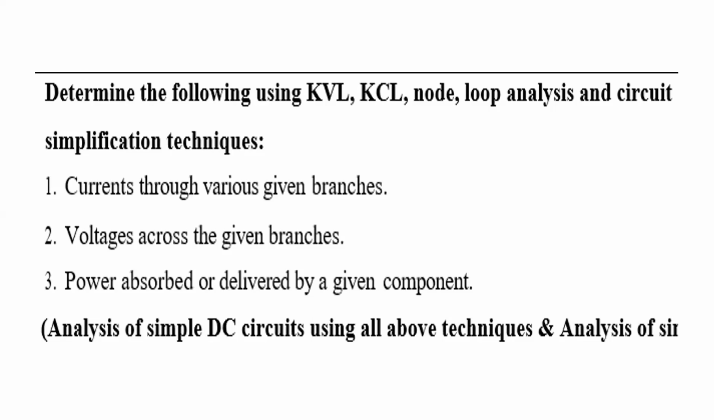And in that case, what is given? Current through various branches or voltage across the branch or power absorbed. You can find current through any particular component, or you can find drop across that particular component. How to find drop across that component? I into R. Current value you have found out, so that current into the value of resistance will be voltage across that particular branch.